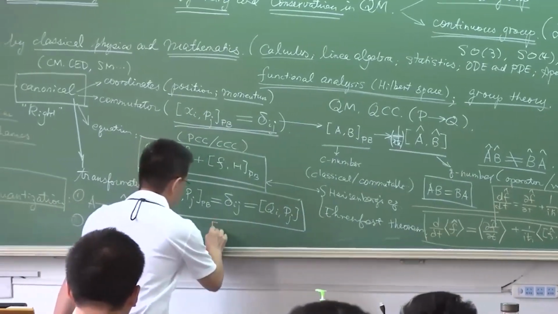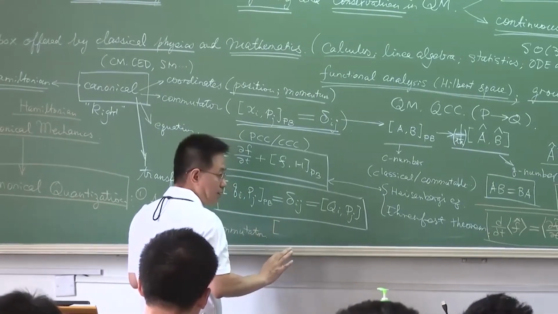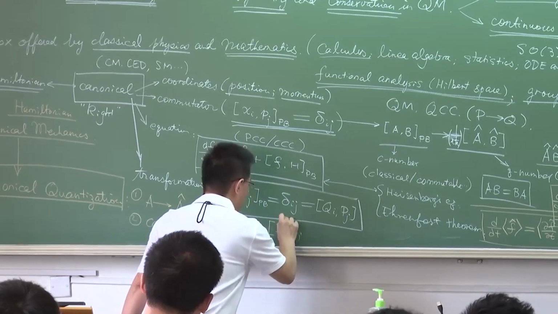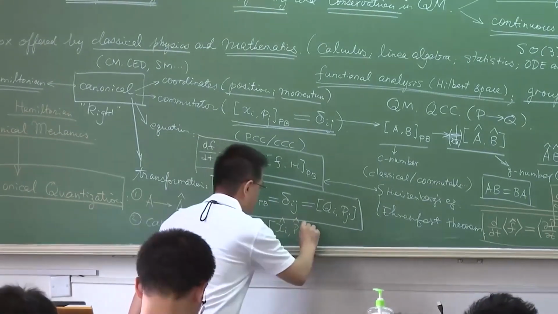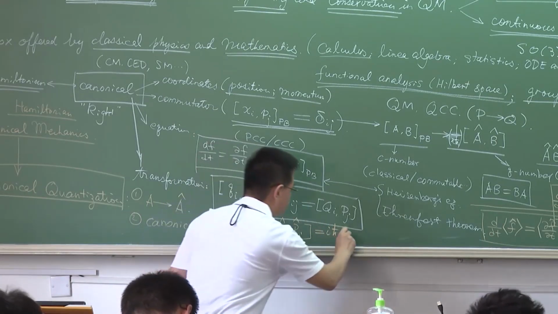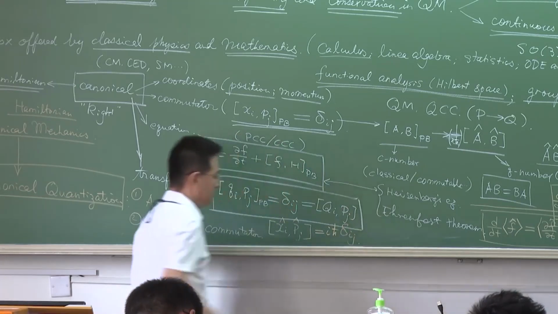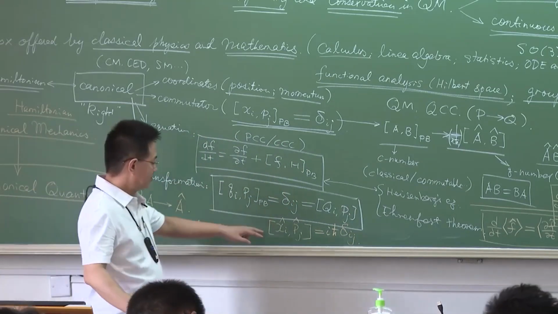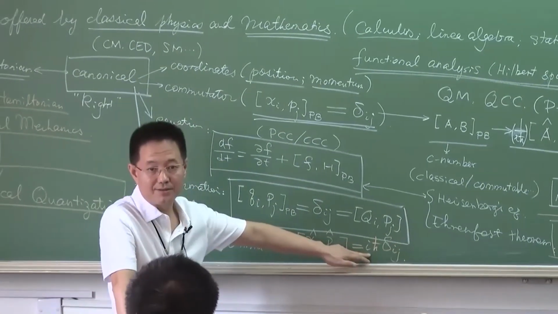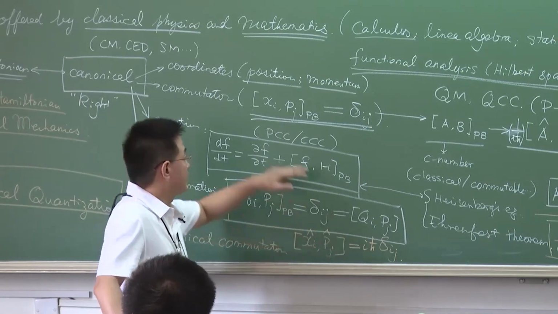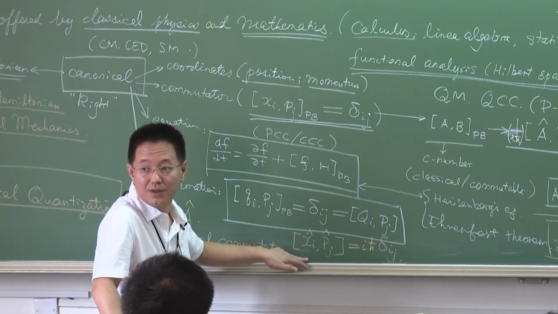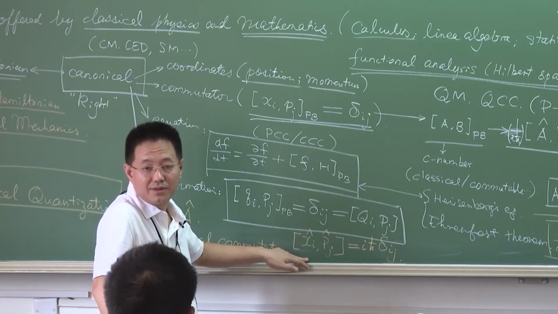In quantum mechanics, the very basic, fundamental commutation relation is this: [x_i, p_j], with x and p changed to Q numbers, is equal to iħ δ_ij. So you find that the only difference between this and this is a factor of iħ. This is a Poisson bracket, and this is the quantum commutator bracket. Okay? So that's very simple.